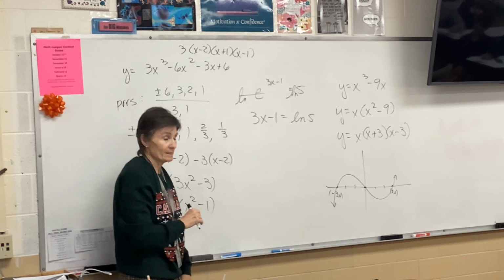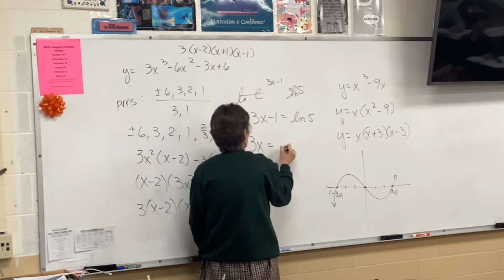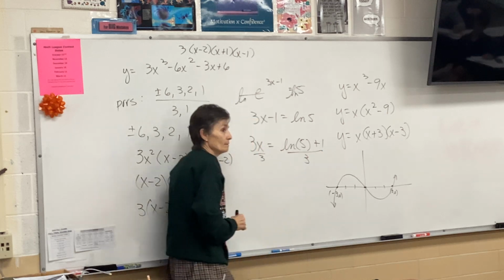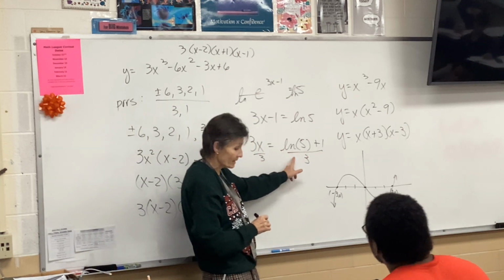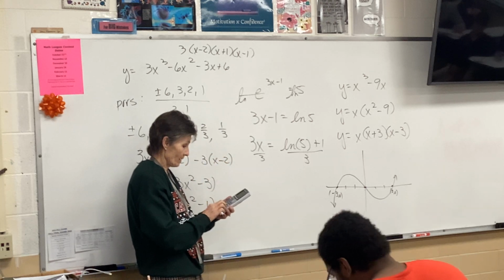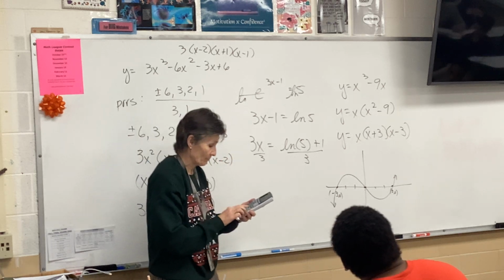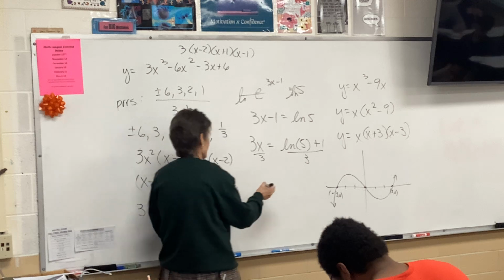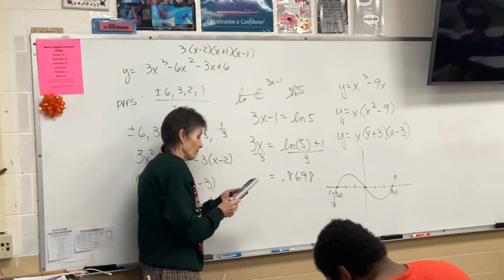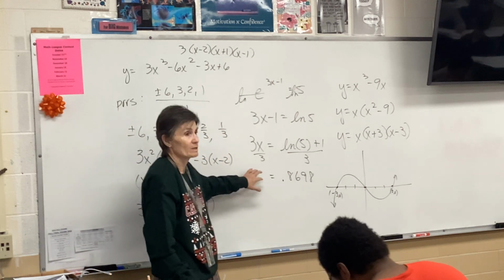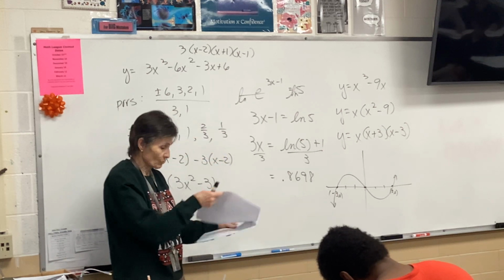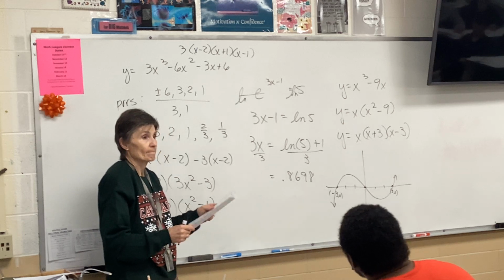I'm trying to get x by itself. So I'm going to add 1 and divide by 3. So if I type that into my calculator, ln 5 plus 1 divided by 3, I get my answer. 0.8698. You're going to want to pay attention to the directions. That will be a free response question. So you'll want to pay attention to the directions as far as rounding. 0.8698. Okay?